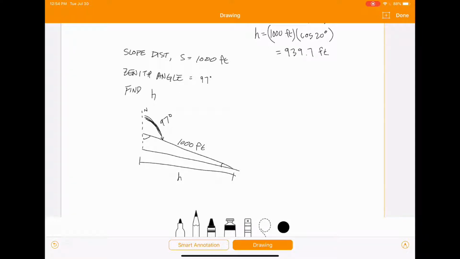So we know that along a straight line, that's 180 degrees. So we'll call that alpha, this theta. So in order to find alpha, it's going to be 180 degrees minus that zenith angle. So 180 minus 97 equals 83 degrees.